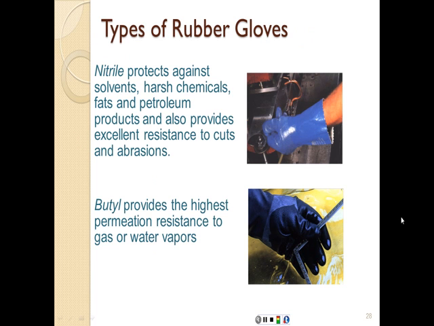So for example, here we have two different types of rubber gloves. The first one is nitrile, which protects against solvents, harsh chemicals, fats, and petroleum products, and also provides excellent resistance to cuts and abrasions. So that's the primary use for the nitrile gloves. The second type is butyl, which provides the highest permeation resistance to gas or water vapors. So if it's not going to have any harsh chemicals, then we can use the butyl.